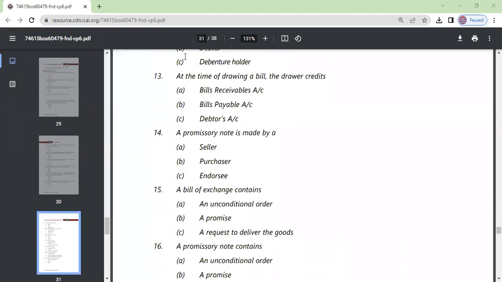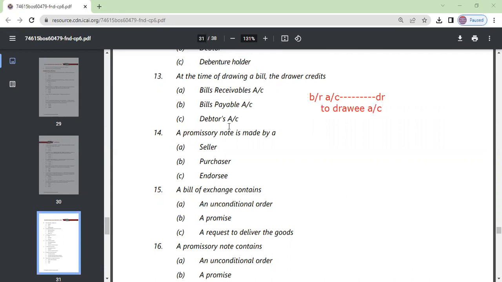Coming to 13th question. At the time of drawing a bill, the drawer credits. Write the journal entry. What is the journal entry for bill drawn? What are we receiving? Bill. Bills receivable account debit to what? Who is the giver? Drawee. Drawee account. Now select the option.